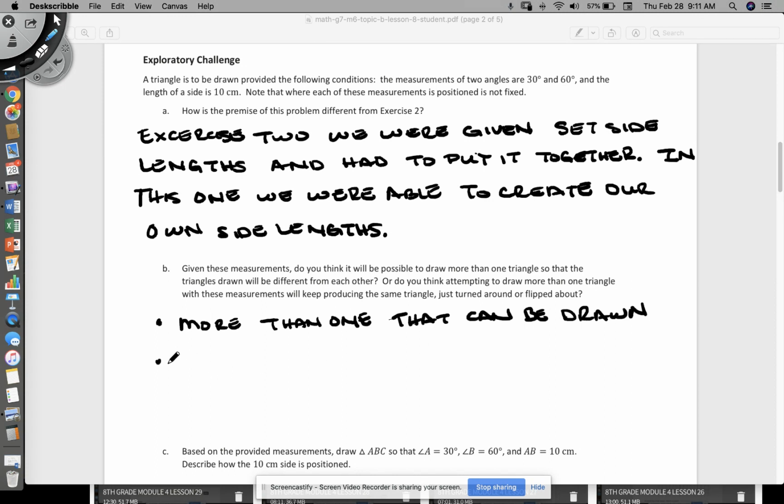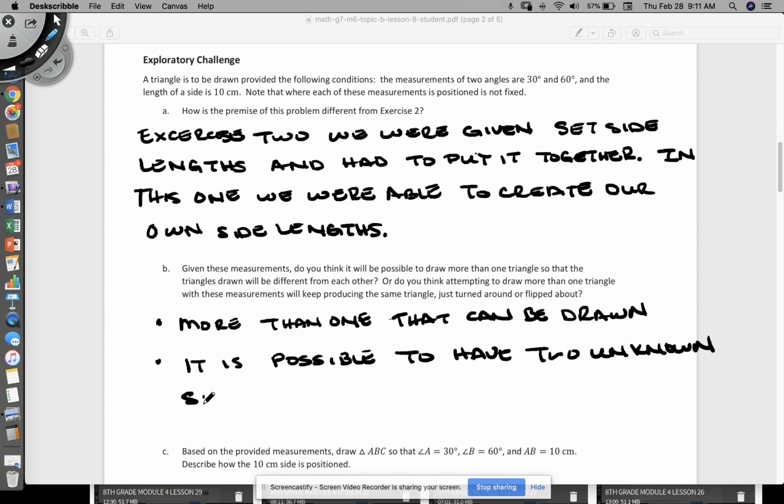And the second question says, is it possible to have two unknown measurements? So we can say yes, it is possible. All right. So let's go down and look at C.